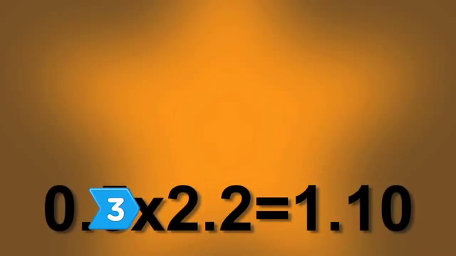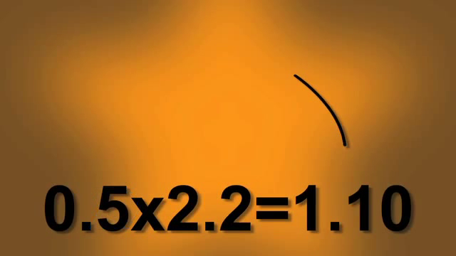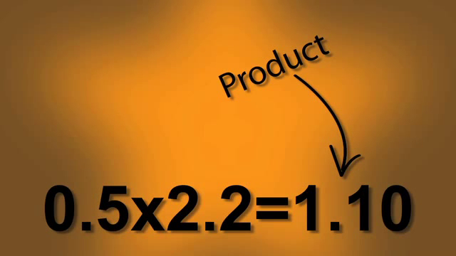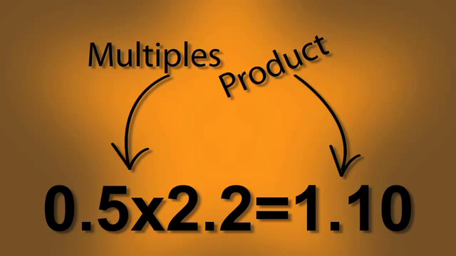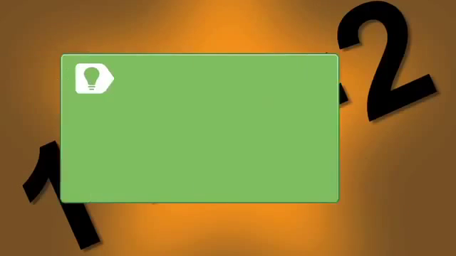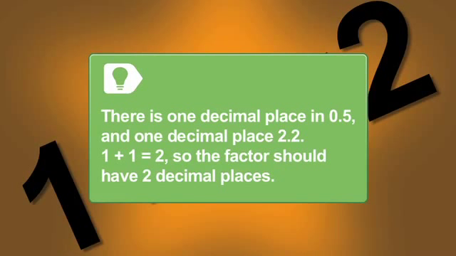Step 3. Position the decimal point in the answer, also known as the product. The product will have as many decimal places as the sum of the decimal places in the two original numbers, also called the multiples. First, add up the number of decimal places in the two multiples. For instance, there is 1 decimal place in 0.5 and 1 decimal place in 2.2. 1 plus 1 equals 2, so the answer should have 2 decimal places.